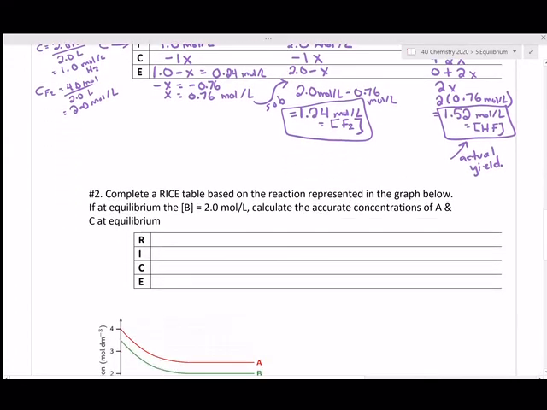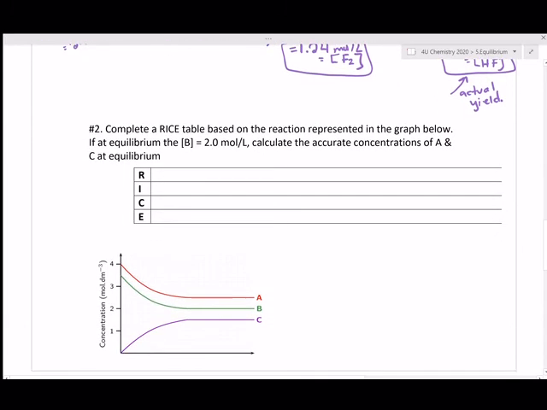Okay, now for the second question, I wanted to give you one where you have to maybe get a little bit of information from a graph. So this is a concentration time graph. I think that got cut off. Okay. Moles per decimeter cubed is the same as moles per liter.